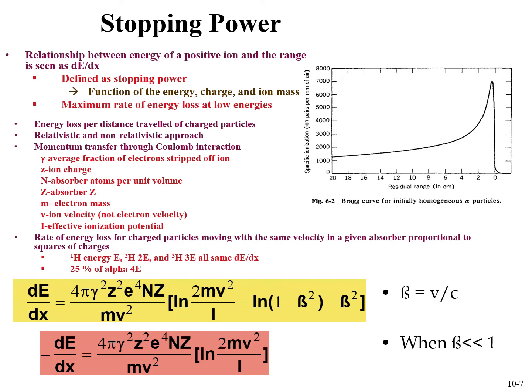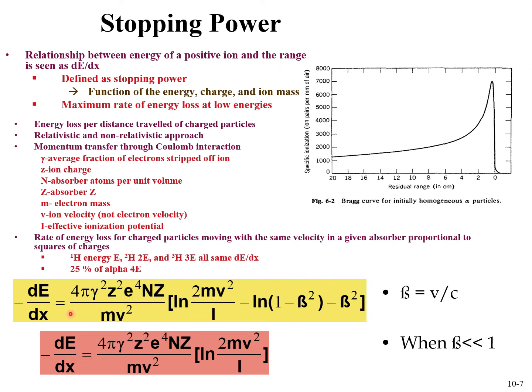So if there's a proton of energy, for deuterium it'd be twice that energy, tritium 3 times that energy. All would have the same energy loss as a function of distance. And it would be 25% of the alpha at 4 times the energy because of the mass differences. And the fundamental equations describing the energy loss as a function of distance are shown here.